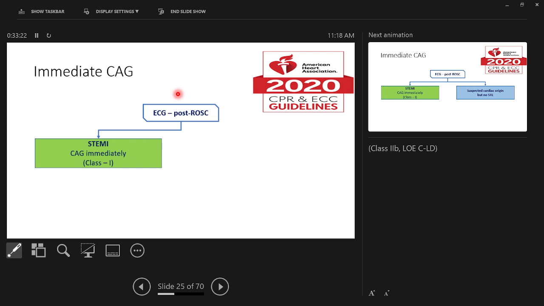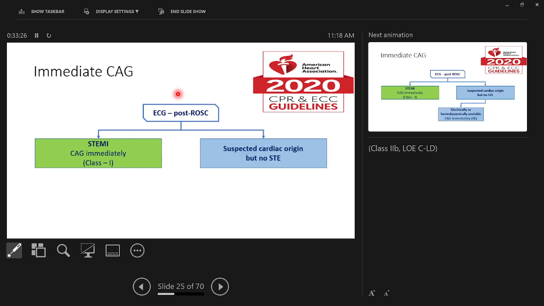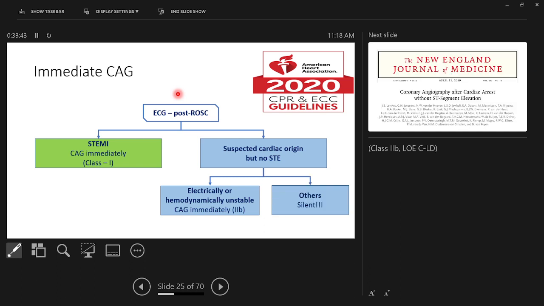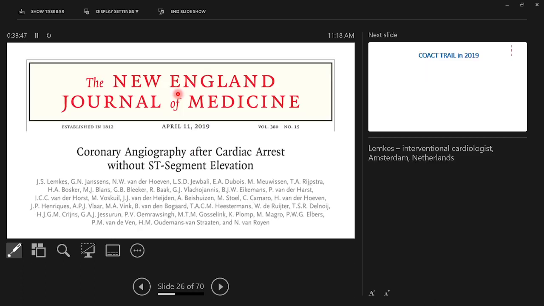Then, if we suspect the arrest may be due to cardiac origin but there is no ST elevation, then we have to look at the vitals. If the patient is either electrically unstable or hemodynamically unstable, if the patient is in cardiogenic shock or is having recurrent arrhythmia, then we can go for the cath lab immediately. This is a class 2B recommendation of evidence. In other cases, most of the guidelines are silent about this topic.